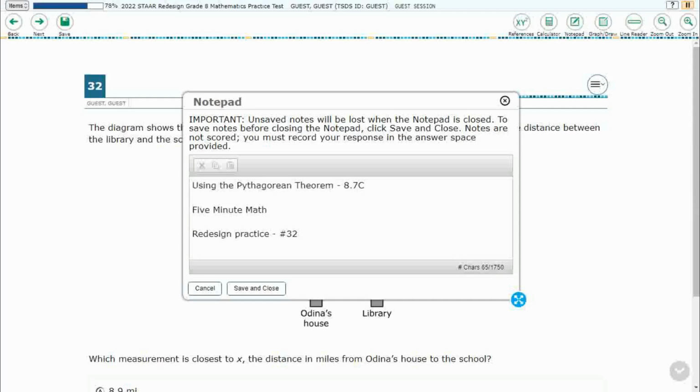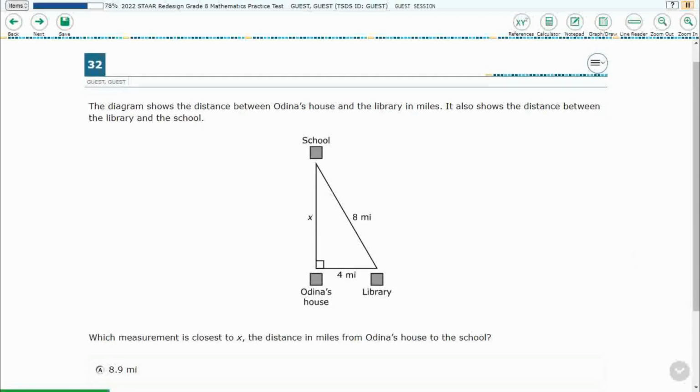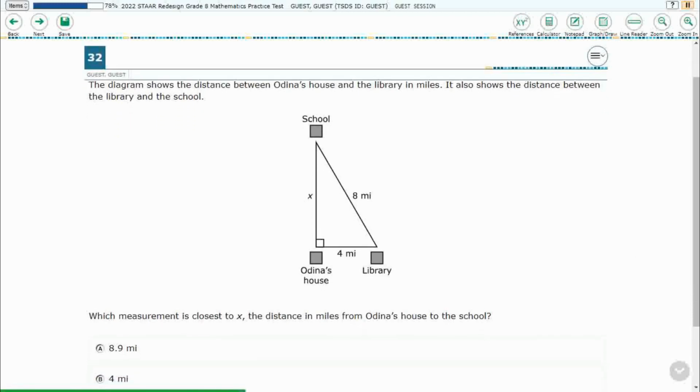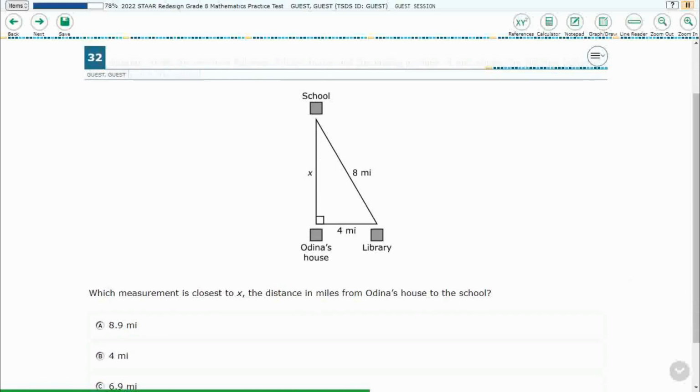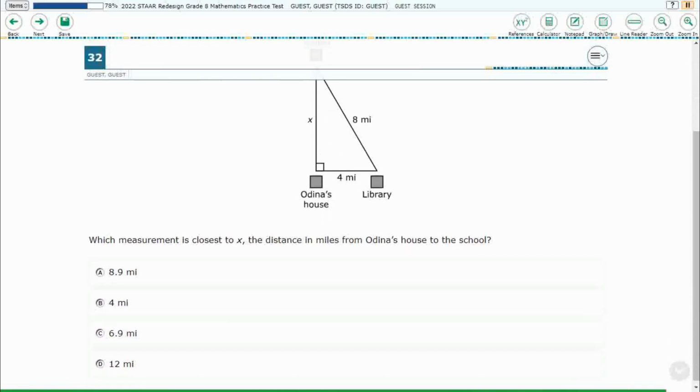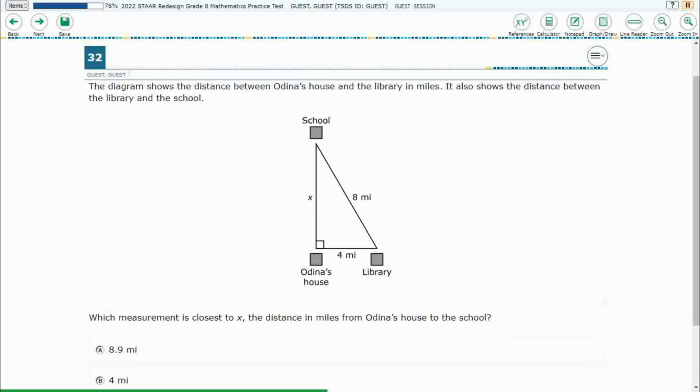Today we are looking at the 8th grade concept of using the Pythagorean Theorem. This is standard 8.7c in the great state of Texas, and we are using item number 32 off the Redesign Practice Online STAAR test. If you haven't done so already, please go ahead and take a moment to pause the video, work this problem out on your own, unpause it, and we will look at our answers together.